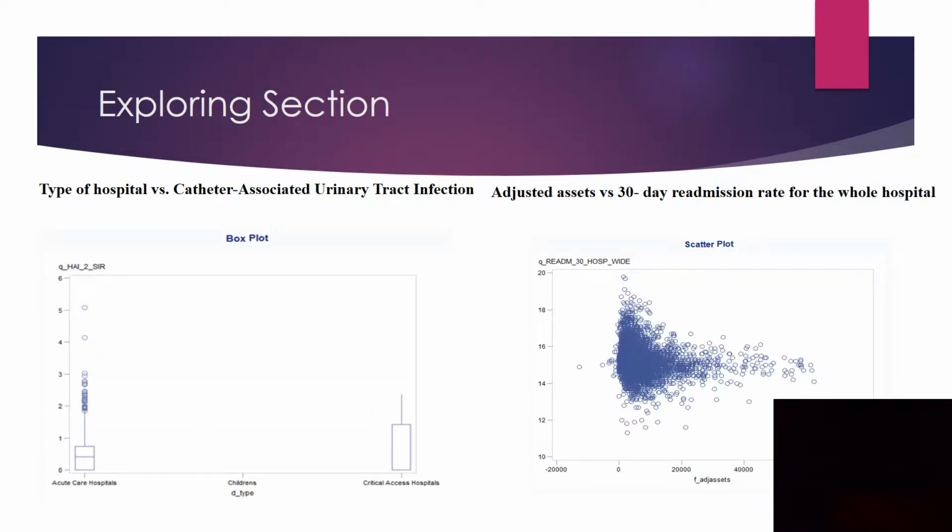Moving on to the exploring portion of our project, we're going to present sample bivariate graphs from our project. From the box plot, it is evident that most of our data came from acute care hospitals and some from critical access hospitals. Later, we will be presenting a one-way frequency that supports that discovery, but in this scatter plot, there seems to be a correlation between a dollar amount of assets and the number of 30-day readmission rates. And I'm going to be drawing the slope here. And as you can see, it is a negative slope.